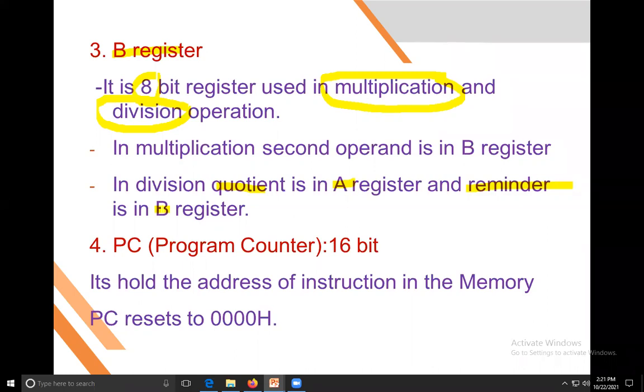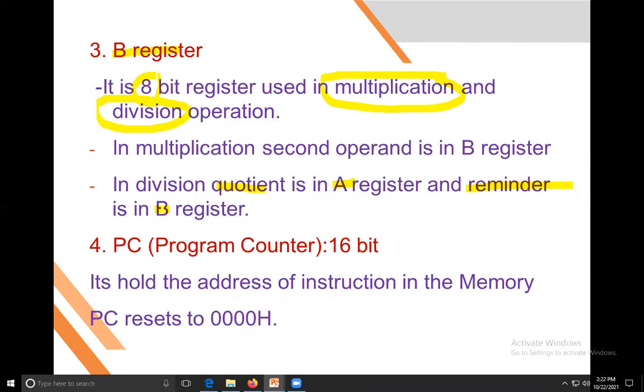After the division, the quotient is stored in register A. You know what the quotient is. The quotient is stored in register A, and the remainder is stored in register B. You must remember these things. It is a very important point for your online examination.